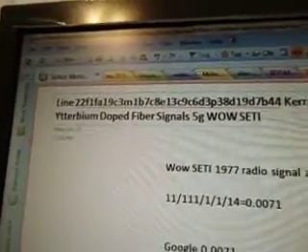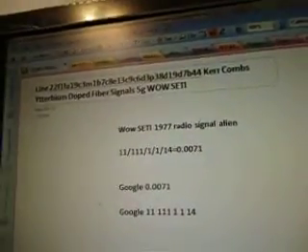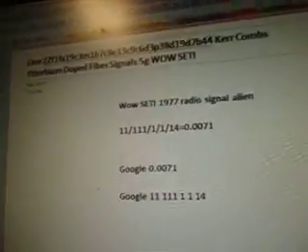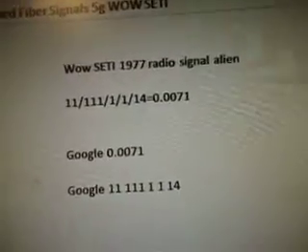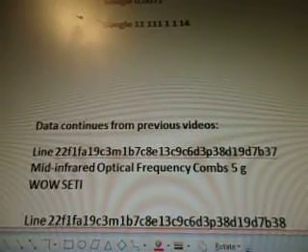Ytterbium doped fiber signals 5G Wow Seti. See, the fiber was spelled with B-E-R and the other one's B-R-E, so that's what was the confusion. There's the alien radio signal there. This is the data from May the 4th, 2013. So we're talking about pump laser fiber signals, Kerr combs for UFO communications from outer space in the WOW data, keyword PDF results, and keyword research.